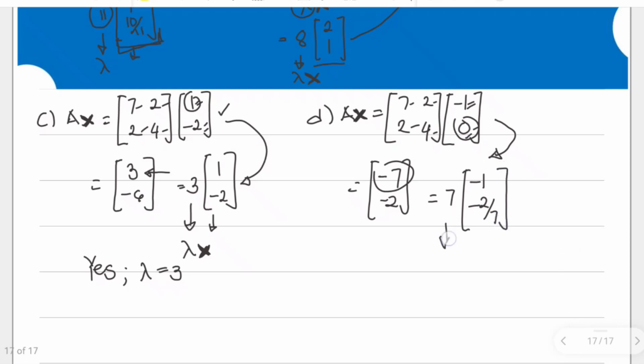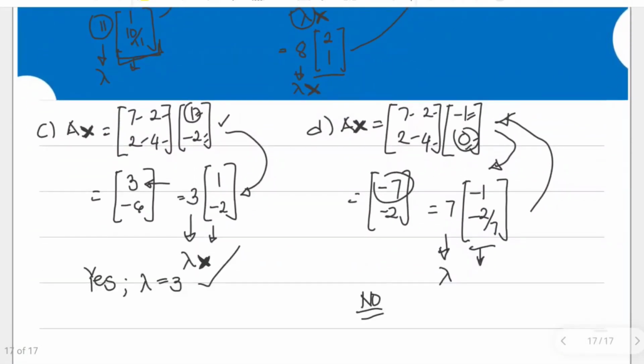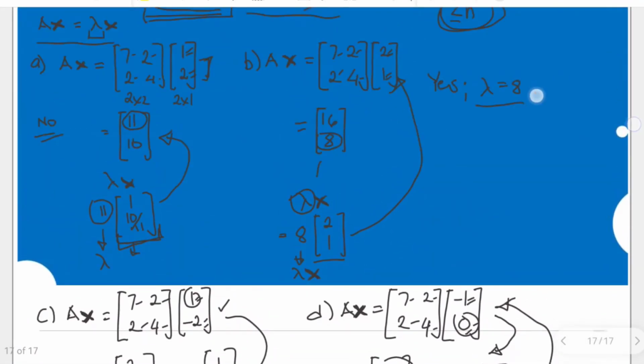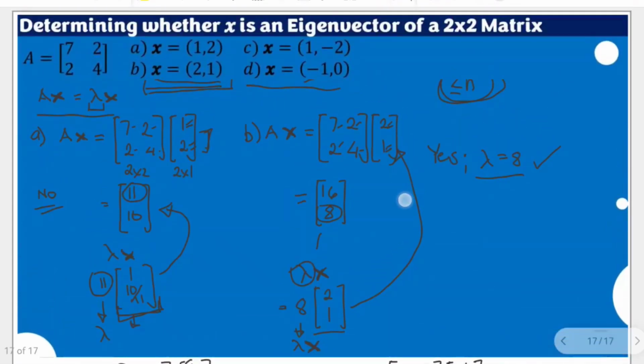This is our lambda. However, this doesn't fit our x vector for letter D, as this is not the same as the vector used here. As an indication, this is not an eigenvector of matrix A. As mentioned, we already have vector x in letter C and in letter B, which satisfies this, and this is how we determine whether the set of x vectors here, or which of them, is an eigenvector of a 2x2 matrix together with the corresponding eigenvalue.